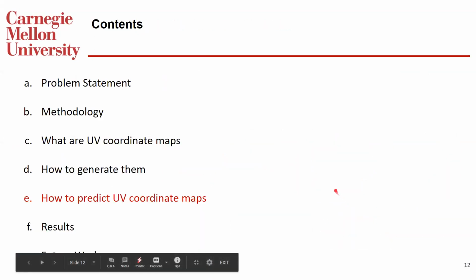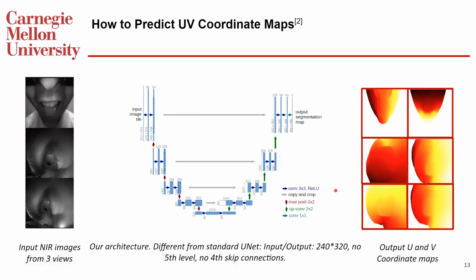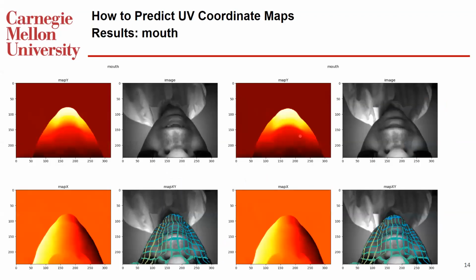Okay, so to predict these UV coordinate maps, given just a few NIR images from different views, we use a UNet style network to jointly predict V and U coordinate maps. The input is a 2D NIR image from a single view, and the loss here is a per pixel root mean square error, and we train it on approximately 5,000 image pairs.